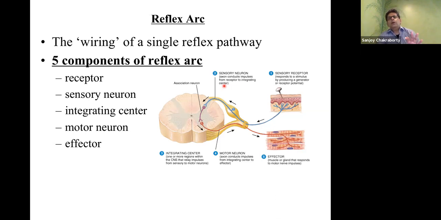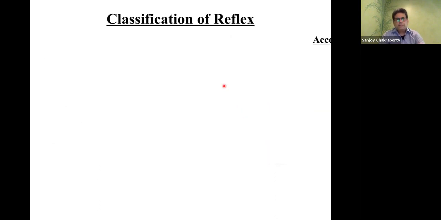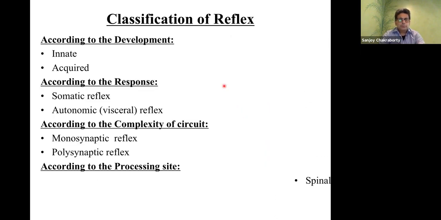Now, before we go back to the last part of the spinal cord, I want to talk a little bit about reflex. What you need to study in this particular chapter, apart from the examples, which are not so important, is the classification of reflexes. So I made this particular slide, so please read right from here. Let's discuss this.